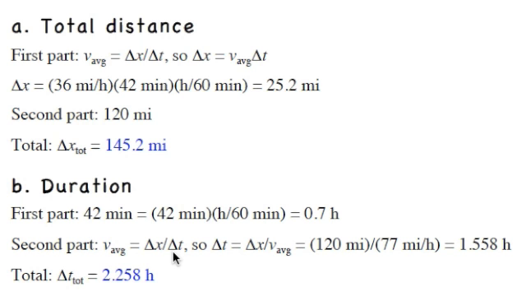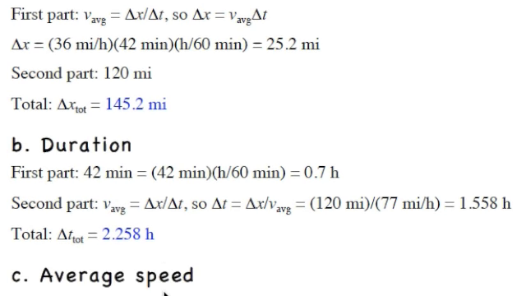That gives us delta t equals delta x over v average. Our delta x in that leg of the trip was 120 miles. The velocity in that leg of the trip was 77 miles per hour. Doing that division, we get 1.558 hours. So now add these two durations of the two legs of the trip together: 0.7 plus 1.558 hours gives us 2.258 hours.